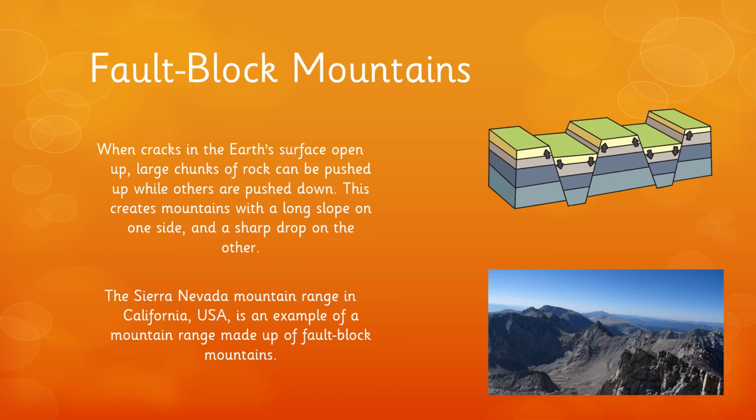Fault block mountains are formed when cracks in the Earth's surface open up and large chunks of rock can be pushed up while others are pushed down. This creates mountains with a long slope on one side and a sharp drop on the other. The Sierra Nevada mountain range in California, USA, is an example of a mountain range made up of fault block mountains.